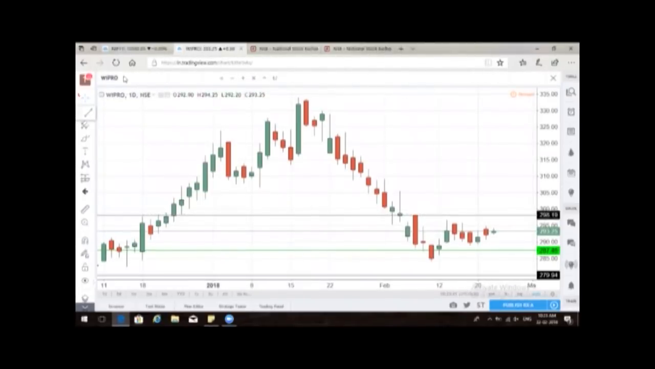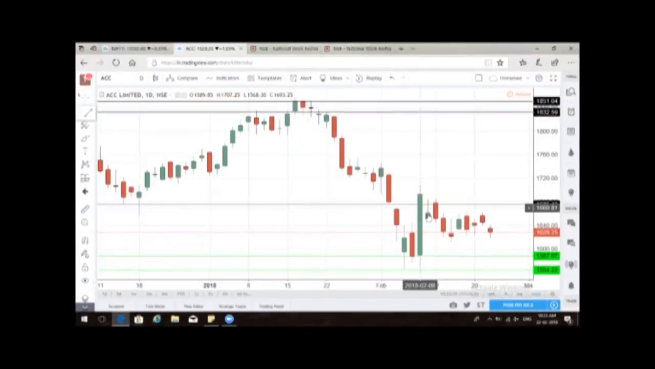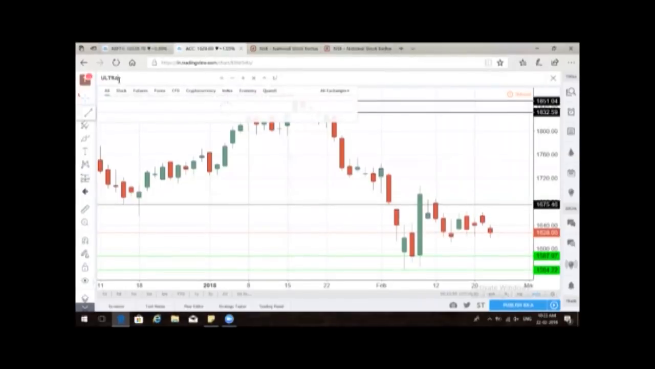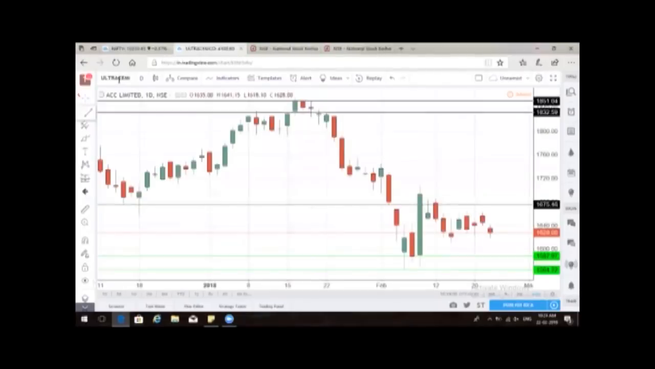From the cement pack, ACC and Ultratech, Ambuja Cements were a tad bit lower, not that great. But what I see on ACC, it has opened gap down. So the important point for ACC from the top is this is the base, right? So 1590 or 1600 is the base. It can come down, it can test once again over here, and then you can see a quick buying coming in. So ACC and even Ultratech both have corrected. So this basically gives us a good buffer in terms of stocks which are corrected.